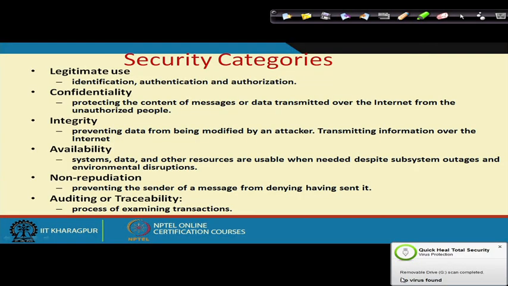Then the next category is non-repudiation. This non-repudiation is about preventing the sender of a message from denying having sent it. Then the last one is auditing and traceability. This is about, after some security breach has happened, examining the transactions once again to understand why such a security breach happened. So, this is about auditing the system. Some of these important categories we are now going to describe in detail.